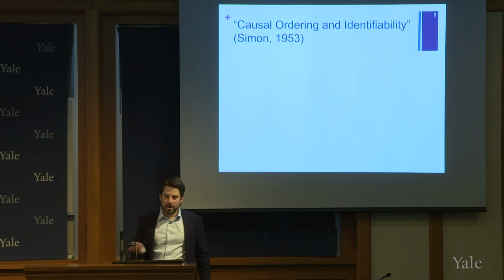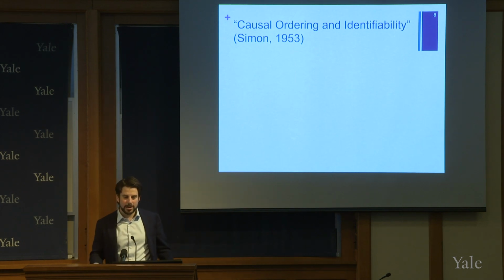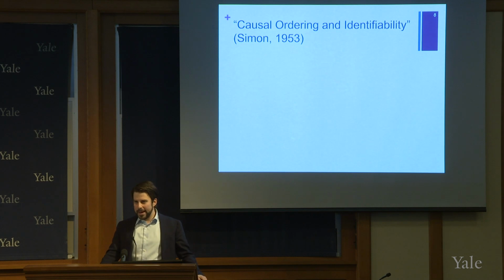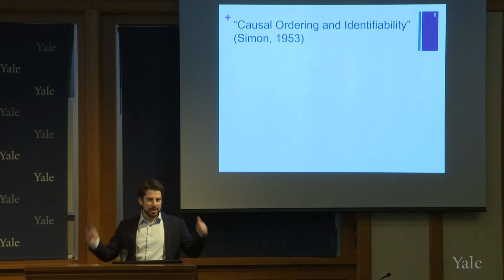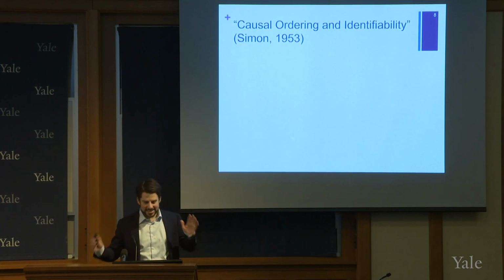Okay, so in the next part of the talk, I'm going to give you the basics of dynamic causal models. And I'm going to go all the way back to Herbert Simon, 1953, causal ordering and identifiability. And if you get nothing else from this talk, we should all be reading a lot more Herbert Simon. That's just one of the takeaways. It's never hurt anyone.